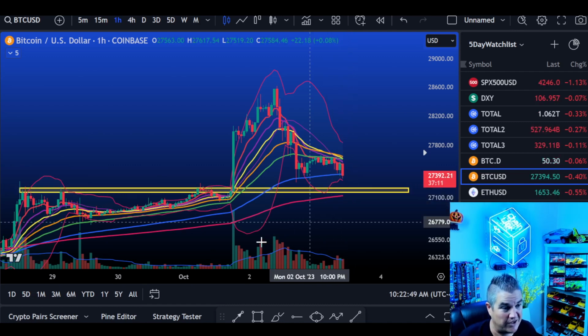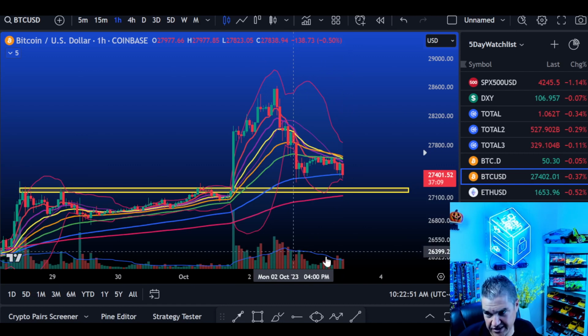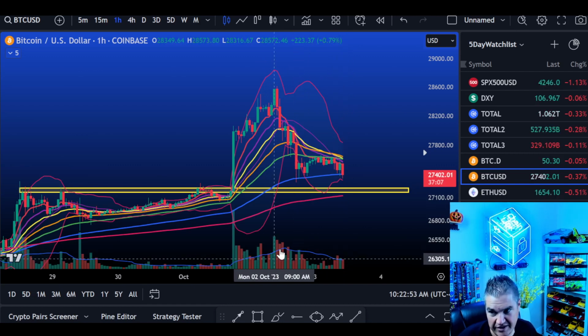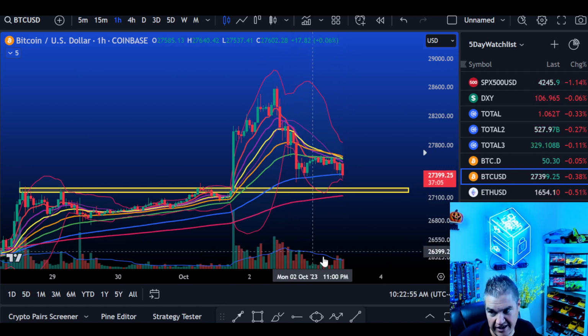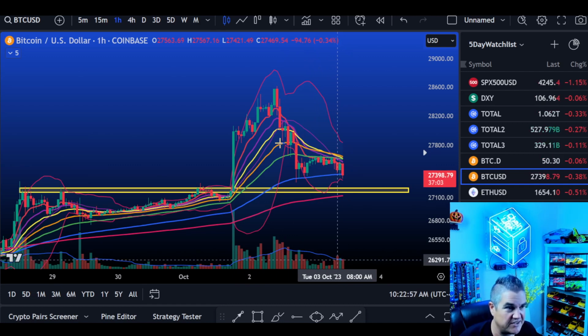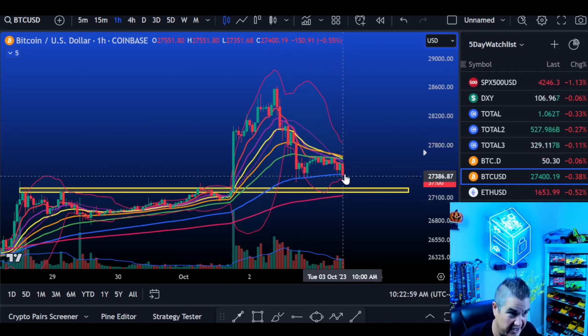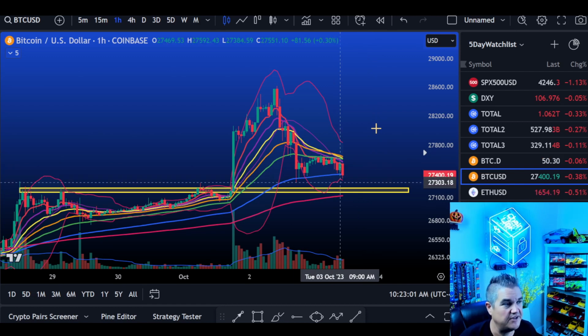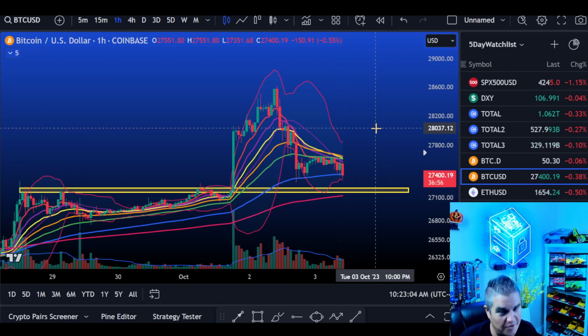Okay. So volume is also decreasing, as you can see on the bottom here. I just have the volume and then overlaying an average, right? That blue line. So as the volume decreases and price decreases, that's actually a bullish sign. So we'll see if that plays out. But again, just the hourly chart.